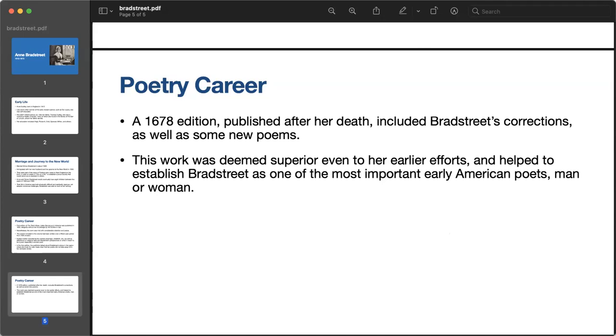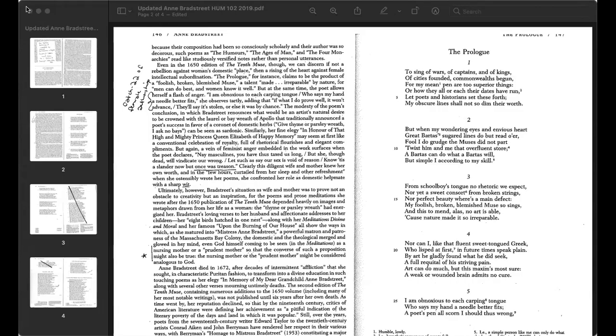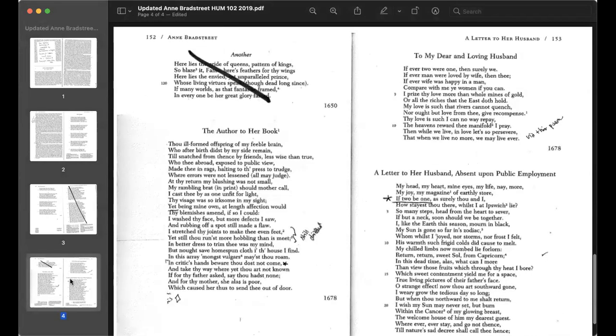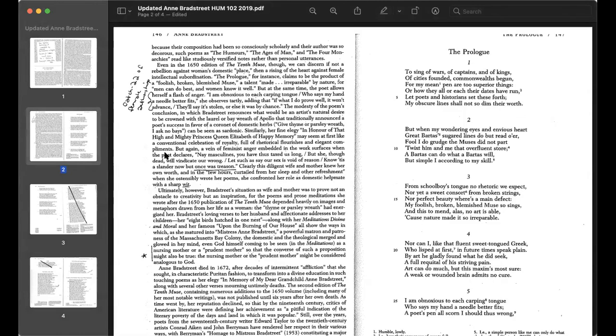Now I want to turn briefly just to talk about a couple of the poems, really not to read them line for line or anything, but just to highlight some of the things to be looking at as you're reading the poems. So the poems that were included in your Canvas reading include the prologue, as well as The Author to Her Book, To My Dear and Loving Husband, and A Letter to Her Husband, Absent Upon Public Employment. And in the first couple of these, we definitely see Bradstreet really discussing what it means to be a poet.